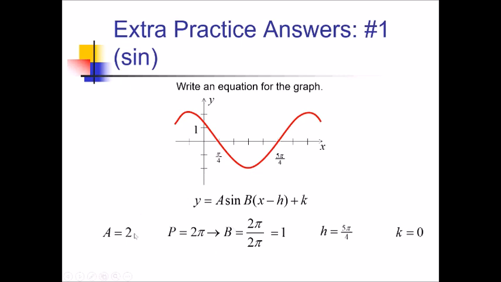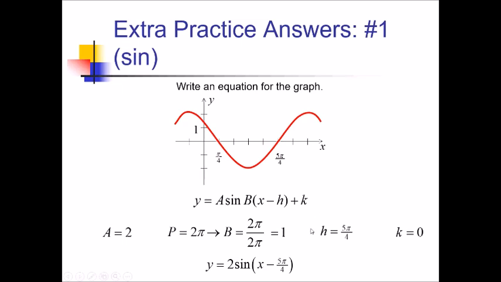We're going to have y equals 2 times the sine of 1 times our parentheses. So we'll just write sine; we don't have to write the invisible 1. In here we have an x minus 5 pi over 4. And plus k, we're doing plus 0, so we don't have to write anything there. And this one is finished.